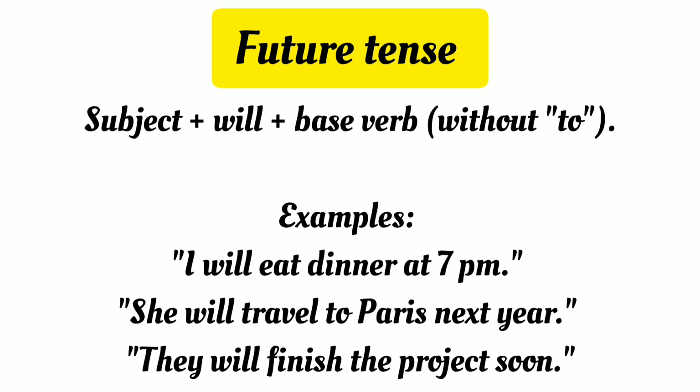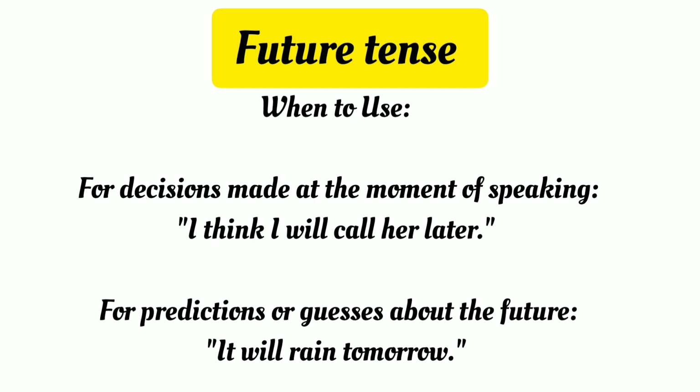Examples: I will eat dinner at 7 p.m. She will travel to Paris next year. They will finish the project soon. When to use: for decisions made at the moment of speaking, I think I will call her later. For predictions or guesses about the future, it will rain tomorrow.